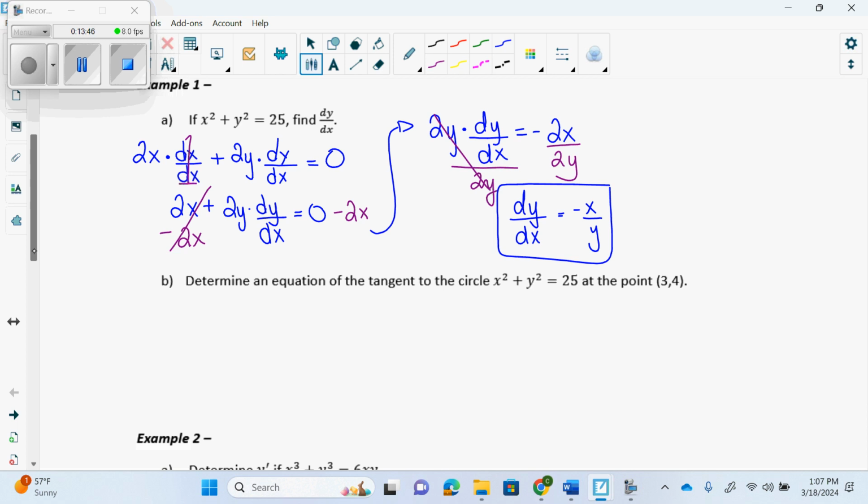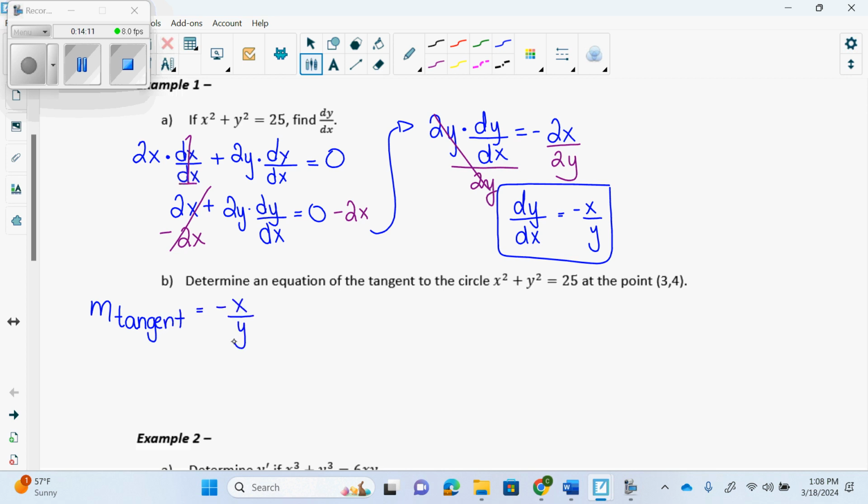Okay. B says determine an equation of a tangent. So I need m tangent. What is m tangent? Y prime. And what is y prime? dy over dx. Same thing, right? So if I want m tangent, it equals negative x over y.